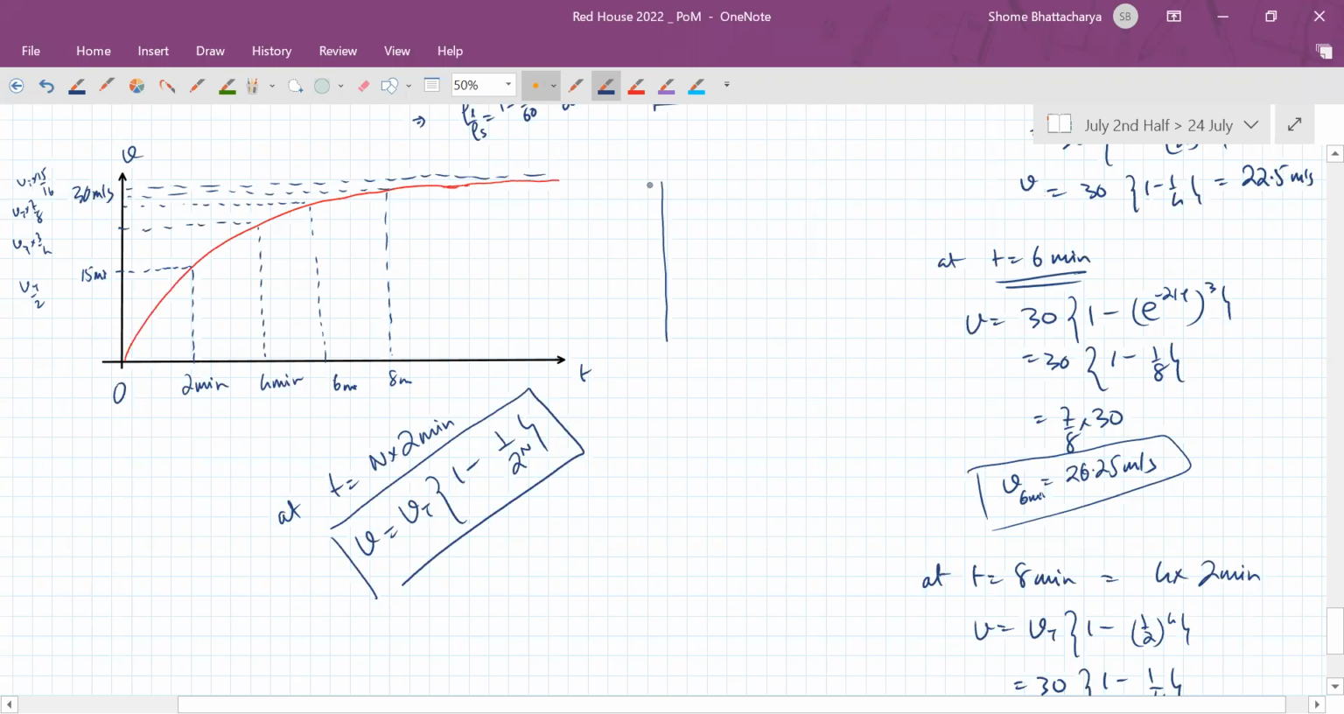And the same kind of thing you will see for the acceleration also. Look at the acceleration versus time graph. Here, of course, the initial acceleration itself is pretty small, but nonetheless, this will also become half of its initial value in 2 minutes, because that factor of e raised to t by tau is equal to half now. So at 4 minutes, it will become 1/4. This will follow that proper geometric progression. At 6 minutes, it will become 1/8. So at time t equal to n into 2 minutes, the acceleration will become a naught into 1 by 2 to the power n.